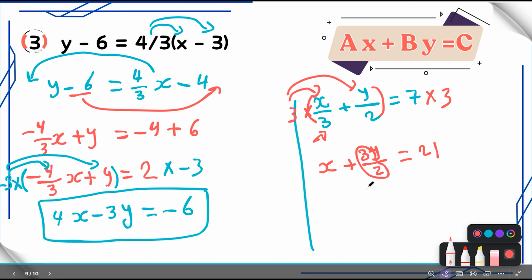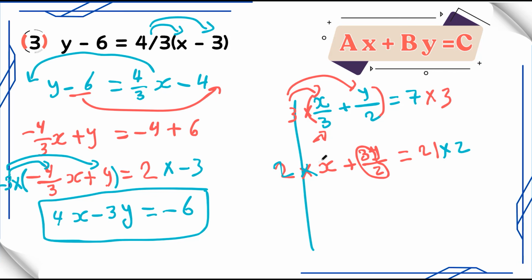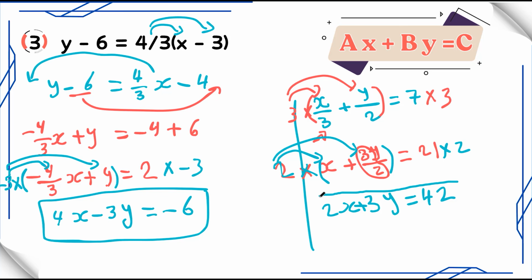We need to cancel 2 from the denominator. Then we need to multiply by 2 here, and by 2 here, also on everything. 2 multiplied by x will be 2x. 2 multiplied by 3 over 2 will be 3y, equal 2 times 21, which will be 42. Now this is in standard form.